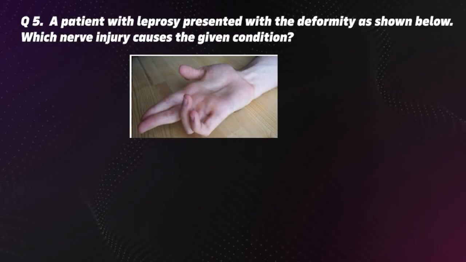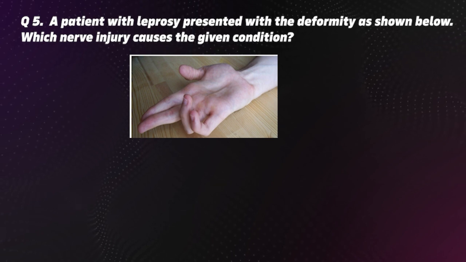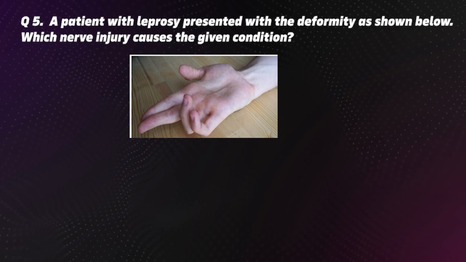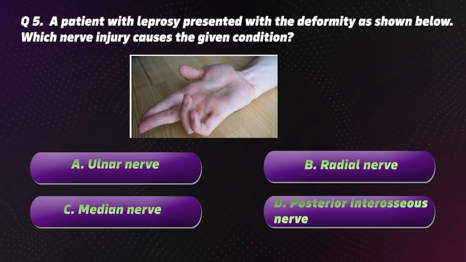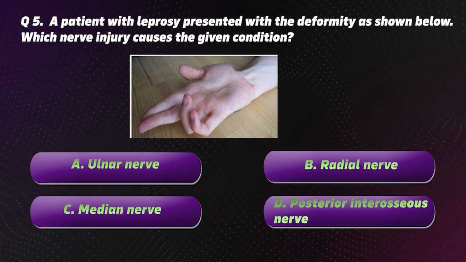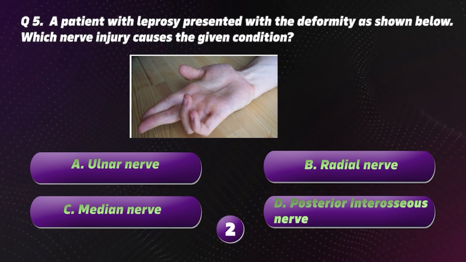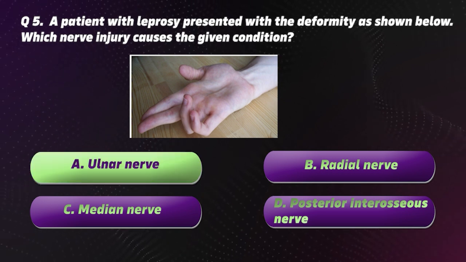Question 5. A patient with leprosy presented with the deformity as shown below. Which nerve injury causes the given condition? Here are the options. A. Ulnar nerve. B. Radial nerve. C. Median nerve. D. Posterior interosseous nerve. And the correct answer is option A, ulnar nerve.